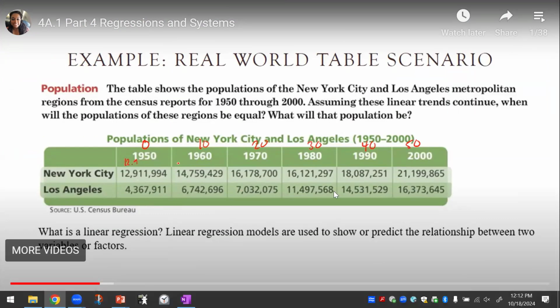sometimes the numbers may be too large and our calculator has limitations, right? The handheld calculator has limitations. So when you're putting the values in, you may not want to use 1950, 1960, 1970. You can choose a starting point. You can do 0, 10, 20, kind of start.